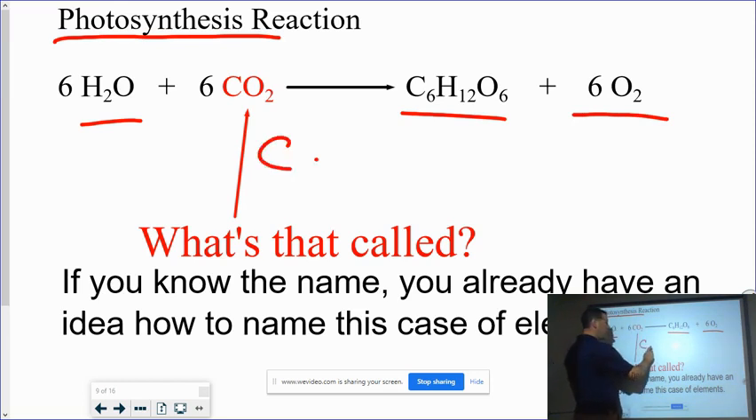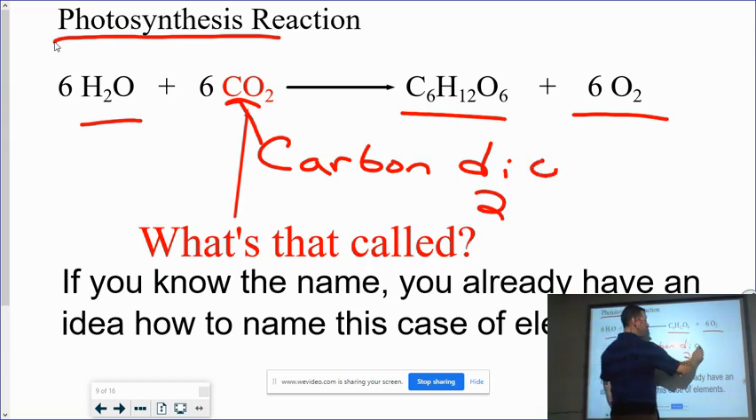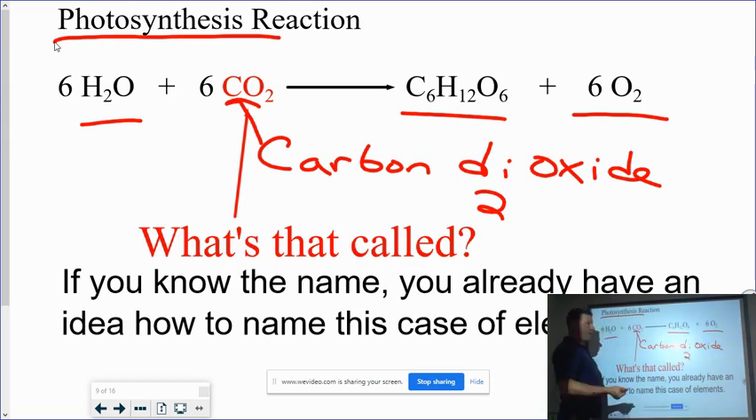Well, if you called it carbon, because there's carbon there, and you called it di, because di means two in Greek, and then you didn't call it oxygen, but you called it oxide, carbon dioxide. If you already knew that, you know how to name these kinds of compounds. Notice we don't put any Greek prefix on the front if the first element is a single element. We'll talk more about that as we're going along.